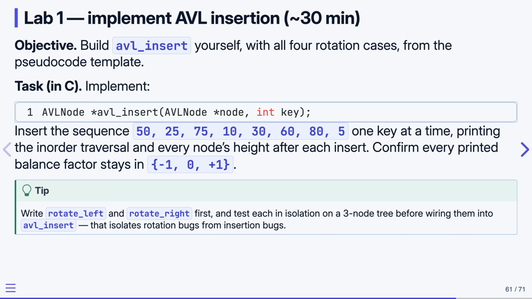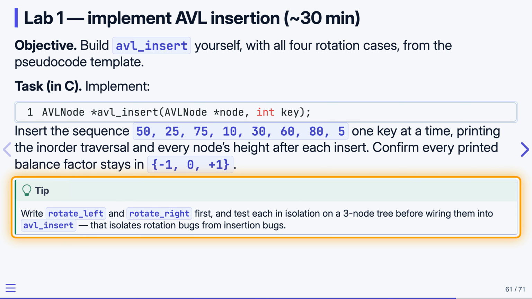Insert the sequence 50, 25, 75, 10, 30, 60, 80, 5, one key at a time. After each insert, print the in-order traversal and every node's height. Then confirm that every balance factor you print stays within -1, 0, and +1.